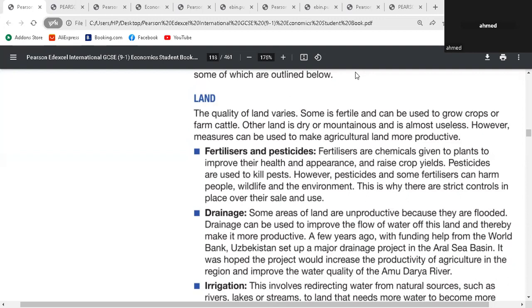Yes, through chemicals. We need quality land, right? To improve the productivity of land. So how are we going to be able to improve the quality of our land? One way is through fertilizers and pesticides.